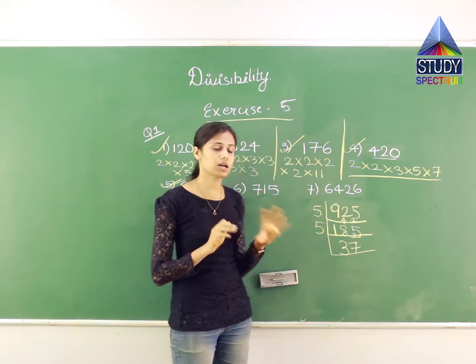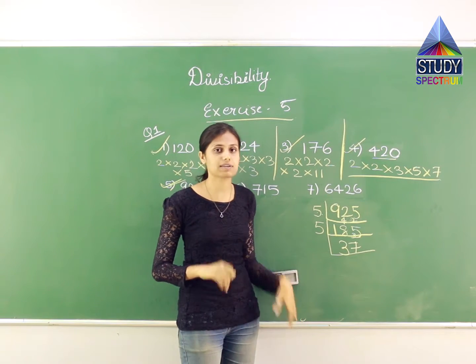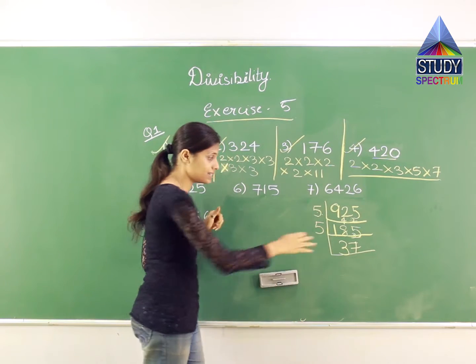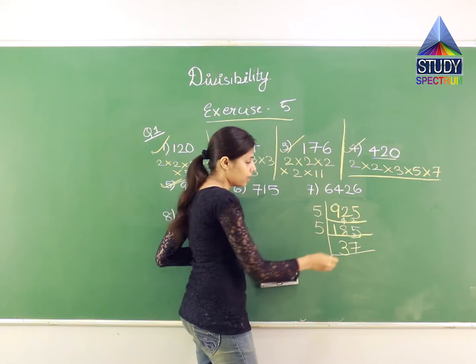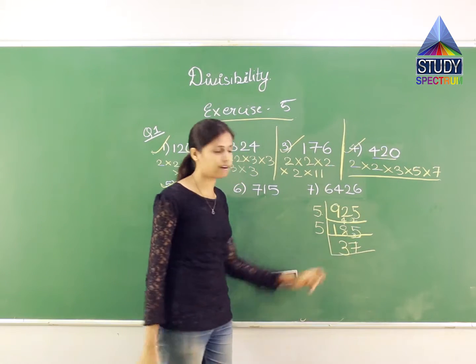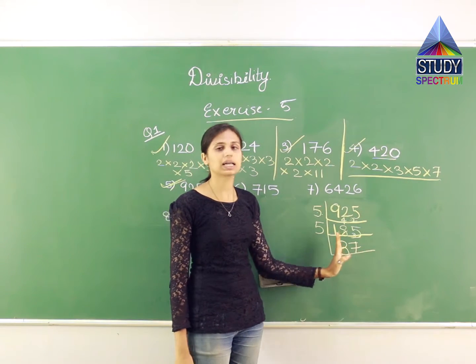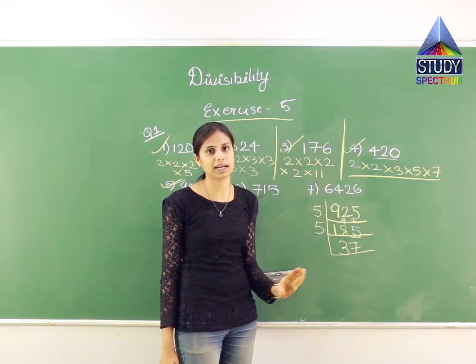Now I have to find such a number which can divide 37 to give me a natural number, right? That is the divisor for this number. 7 plus 3 gives me 10, right? So it is not possible to divide it by 3 or 9, because neither in the table of 3 does 10 come, nor in the table of 9 does 10 come.